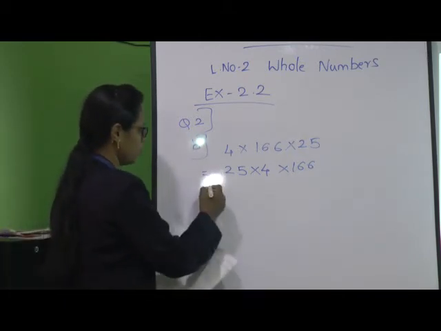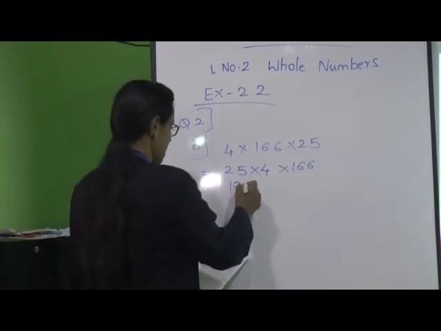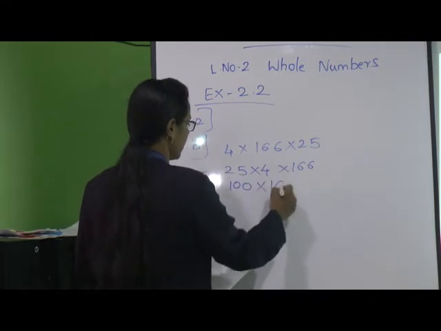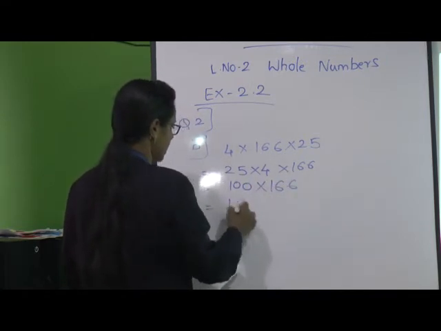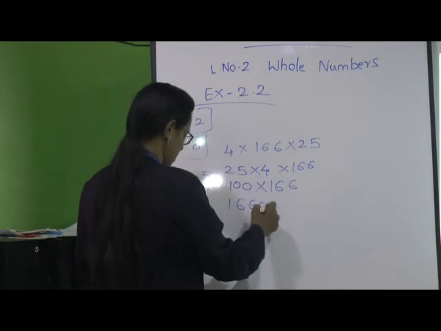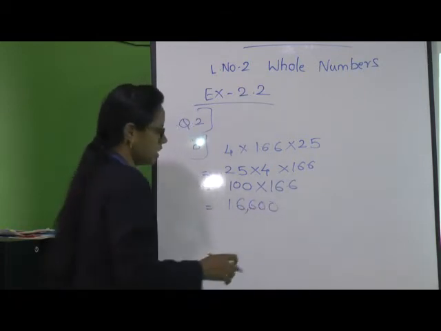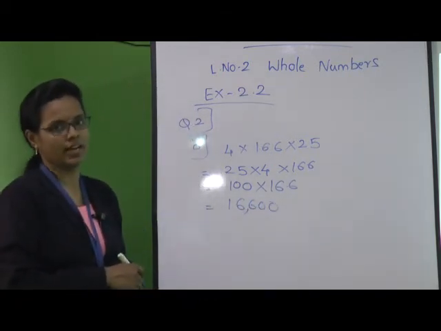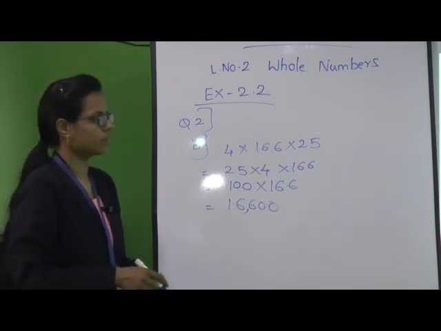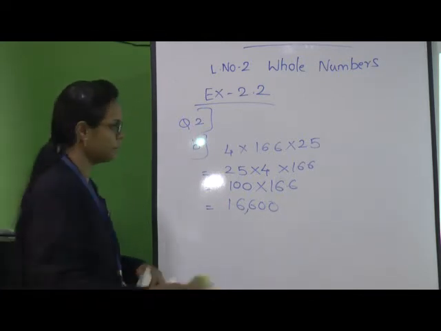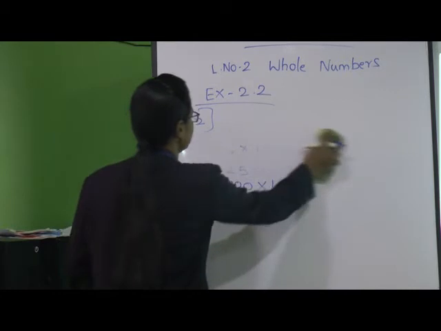So 25 into 4 is 100 into 166, we get the answer 16,600. Okay. Let us solve one more example of the same question.